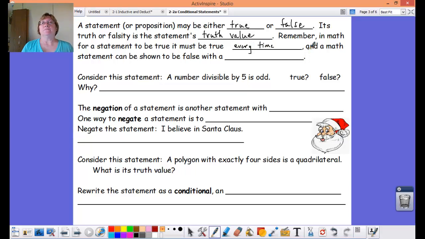In fact, you can show a math statement to be false if you can think of an example where what should have happened didn't happen. That's called a counterexample. In my words, I define that by saying one time where what should happen doesn't. One time where what should happen doesn't happen.